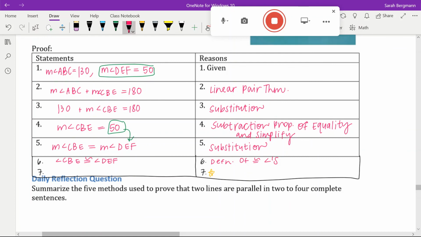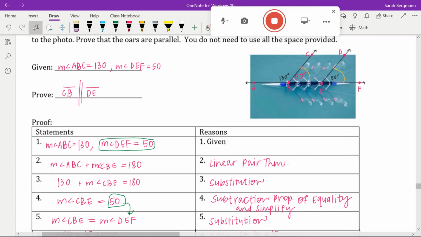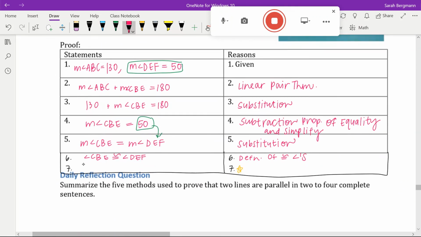And finally, now that I know that those two angles are congruent, I can conclude that CB and DE must be parallel. Can you tell me what theorem I need to use?